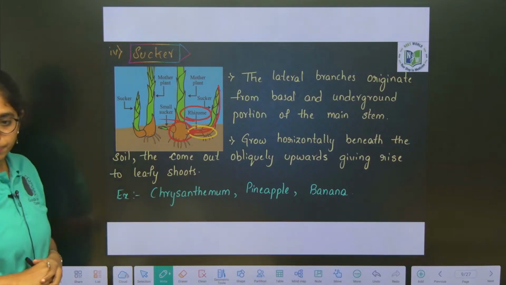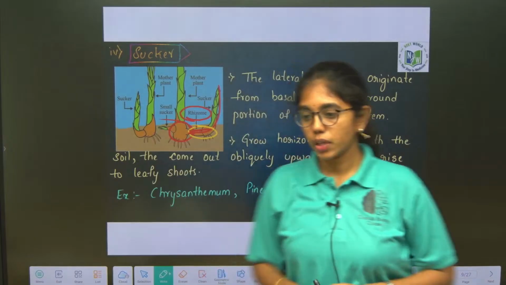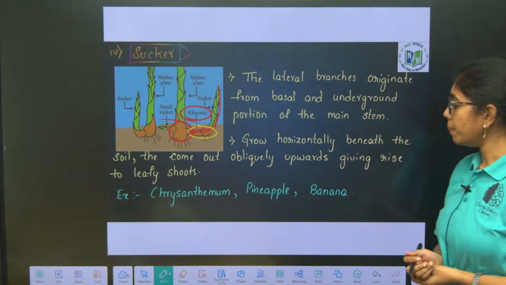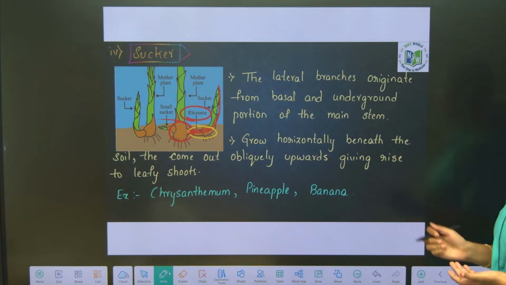Example. Examples under sucker include chrysanthemum, pineapple and banana.